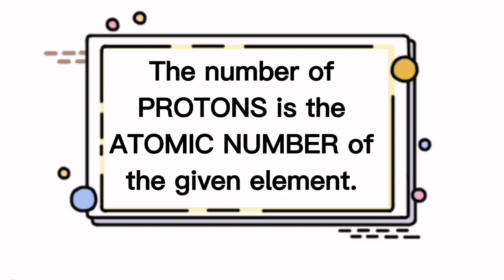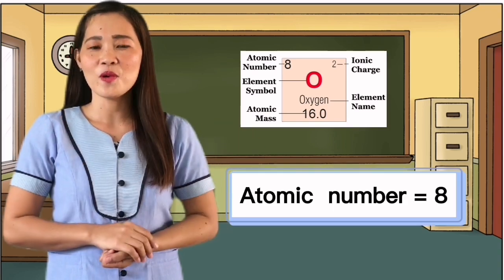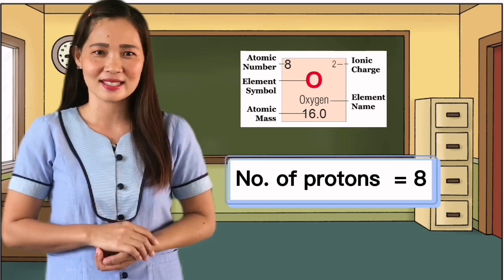Always remember, the number of protons in an atom is referred to as the atomic number of that element. Oxygen has an atomic number of 8. Therefore, it has 8 protons.